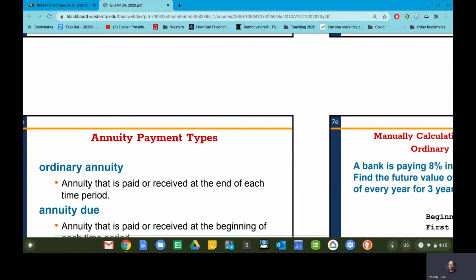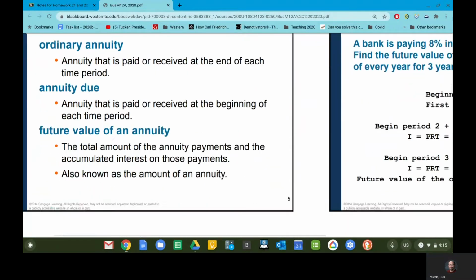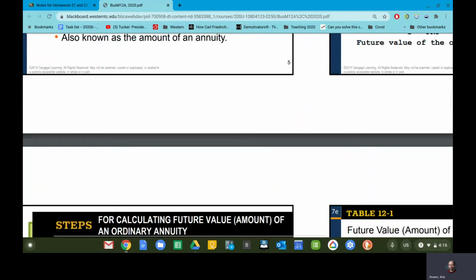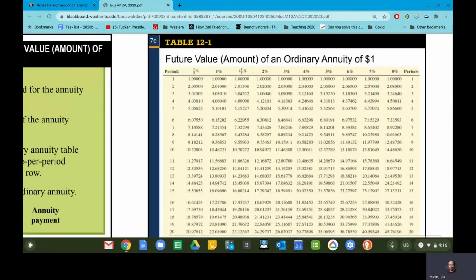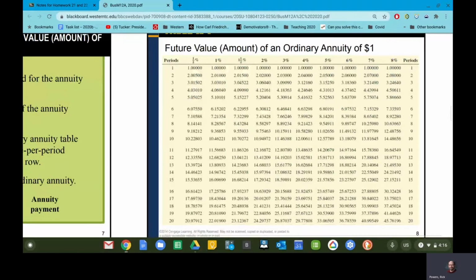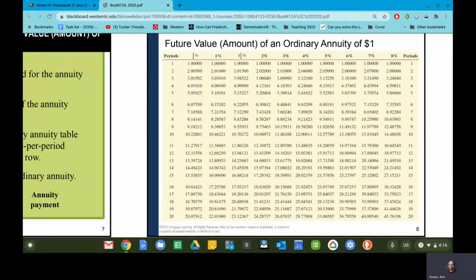Now, how does this work? It is possible to use a table. There is a table that's in the textbook, and it's here in the notes, so that you can find the interest per period and the number of periods, and you can see how this works. Again, with the money put in at the end of a period.